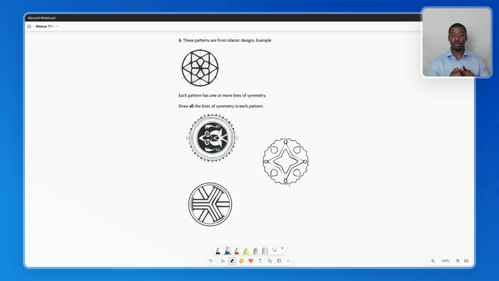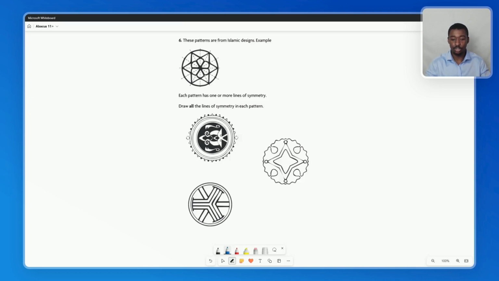Okay, so here we have some lines of symmetry that we need to draw on to each pattern. Now remember how lines of symmetry work. The whole point here is we have a line of symmetry, the best way to think about it, if we can fold the shape on that line, and both sides of the fold would be the same. So there'll be no overlap, there'll be no difference in either side of the pattern.